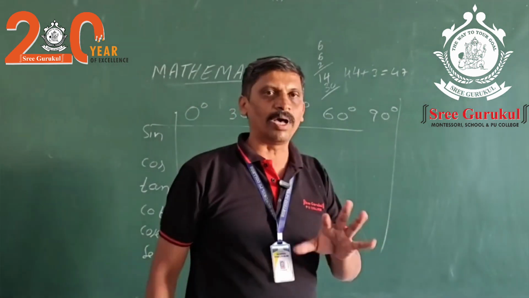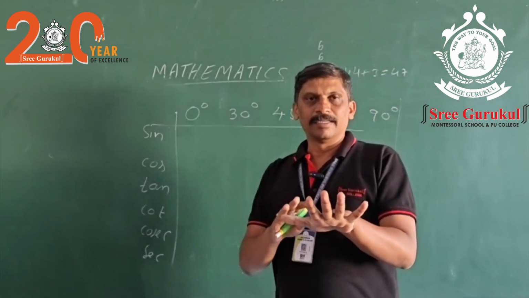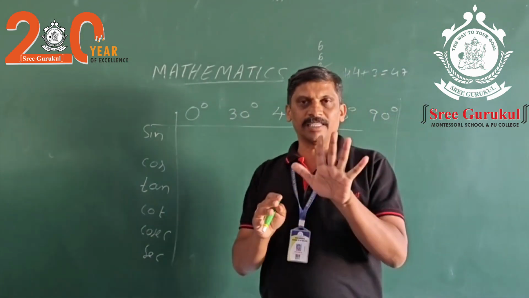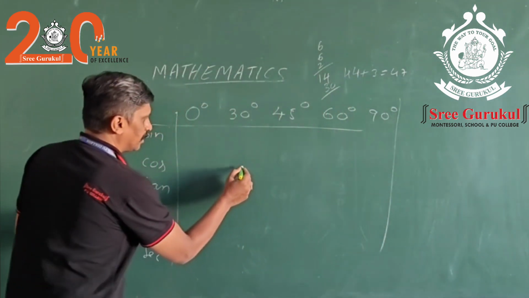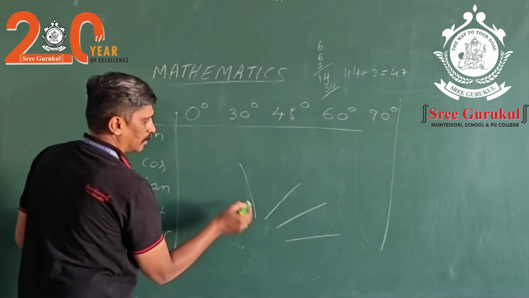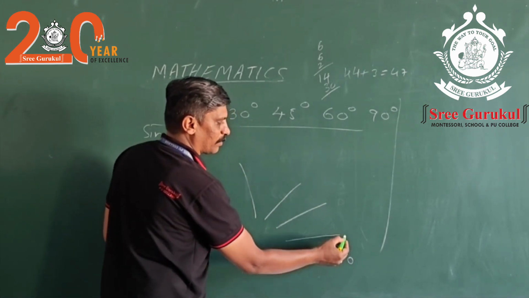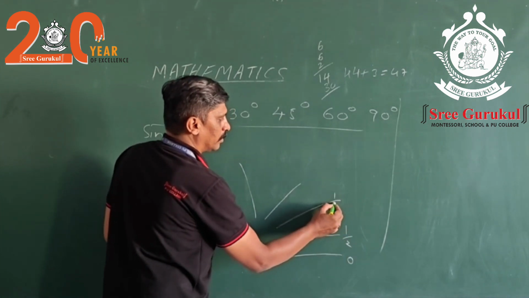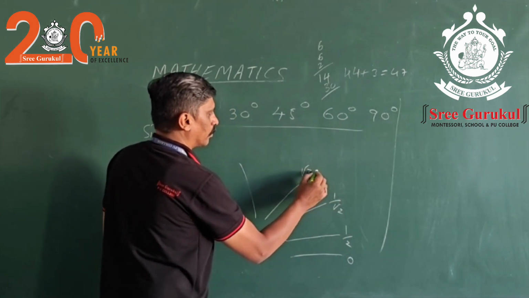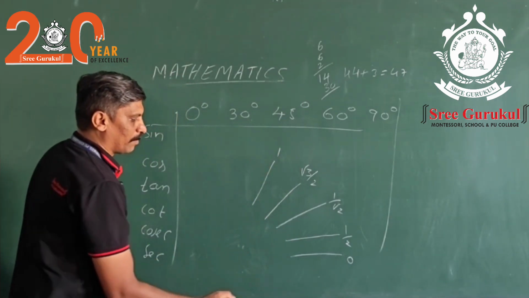I will give one small trick about how to understand these formulas: just use these 5 fingers, just use like that. Okay, this is named like that. The values, first values taken, are 0, 1 by 2, 1 by root 2, root 3 by 2, then 1.